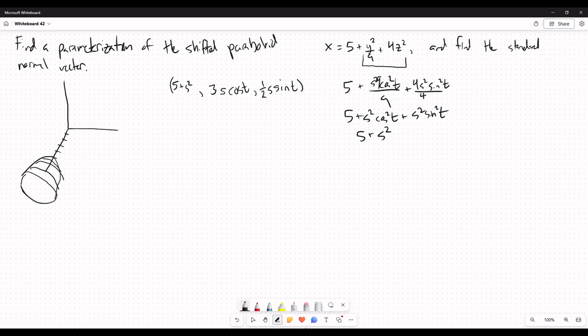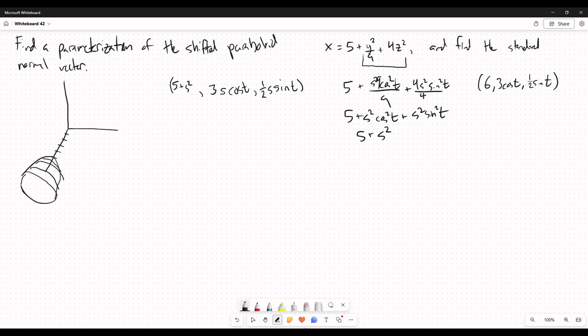I'm going to make a quick note. If you had forgotten to put these s's in here, you would have probably ended up with something like 6, 3 cosine of t, 1/2 sine of t.